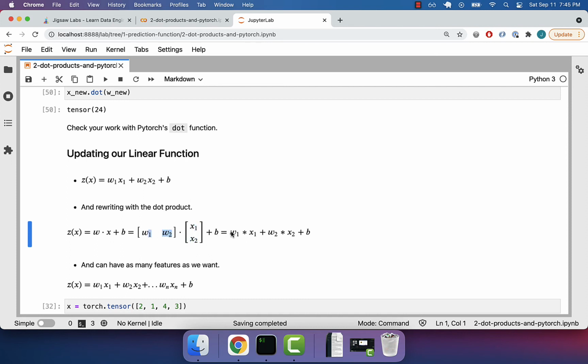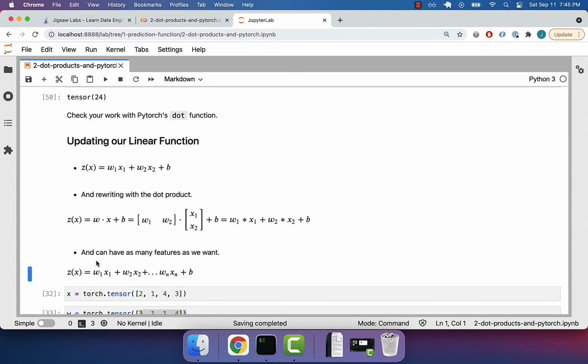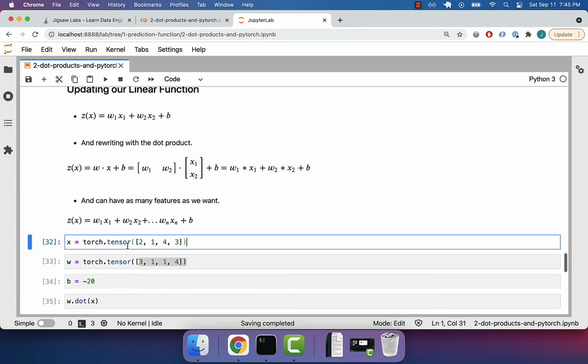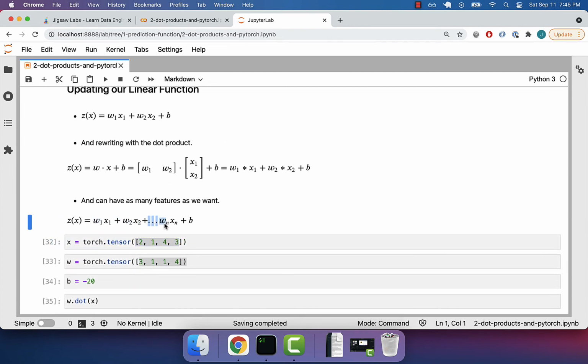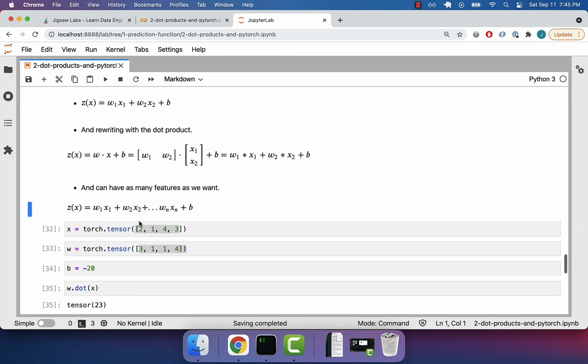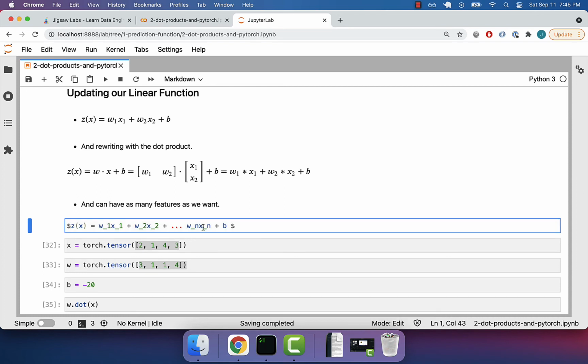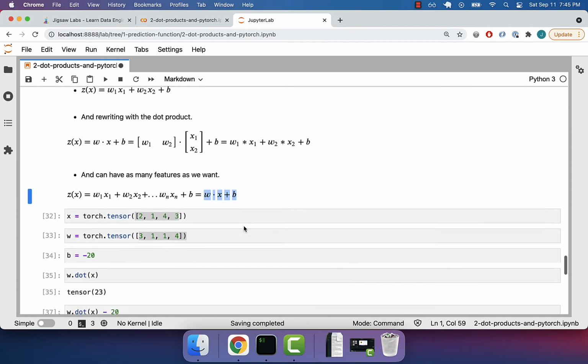And then what our dot product does is pair up the entries of the vectors by their index and then add in the bias. The point here is that these vectors can get quite long. Here, a vector of length 4 is not very long, but we're going to have vectors way longer than that. So it's really valuable to always simplify this as w dot x plus b. That's what's nice about this.